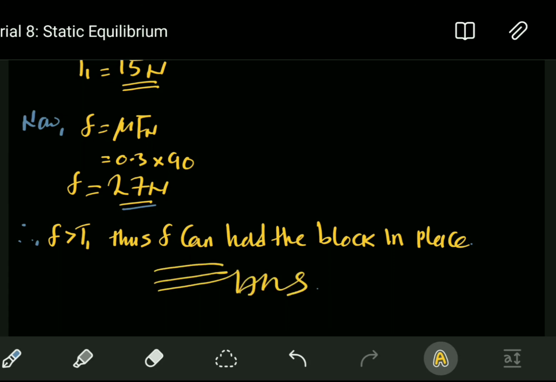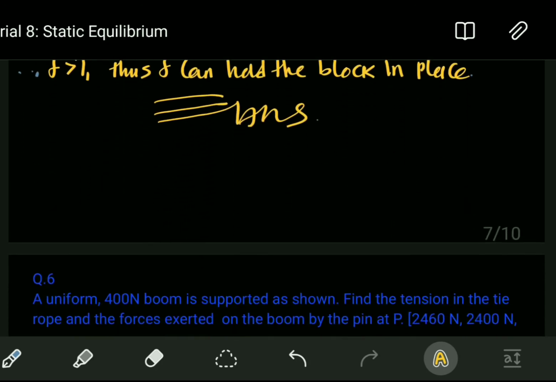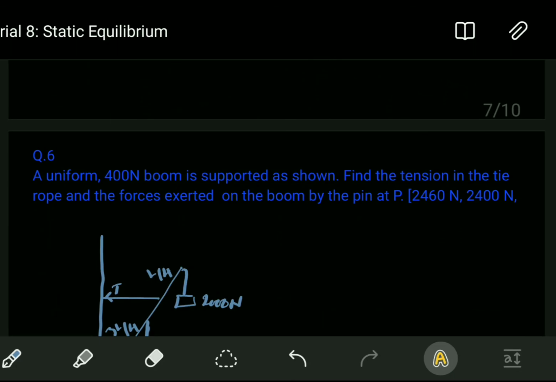So this one was very simple, but that is how you go about it. You consider the forces, you consider the junction there, the sum of the forces, and then you also obtain the value of the friction. Okay, so over to question 6.